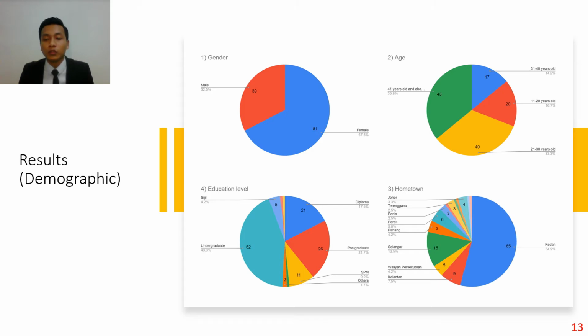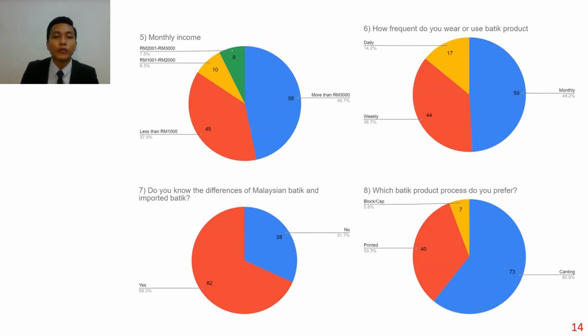The result is most of them are from Kedah, and the fourth question is education level, and the most is undergraduate. The fifth question is monthly income. Most of our respondents' monthly income is more than 3,000 ringgit. The sixth question is how frequent do you wear or use batik product? Most of our respondents use or wear batik product monthly.